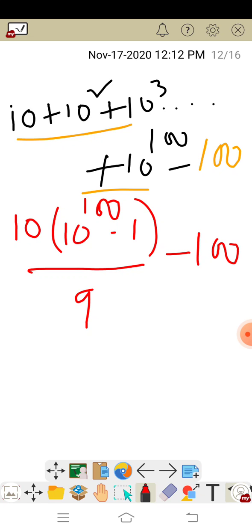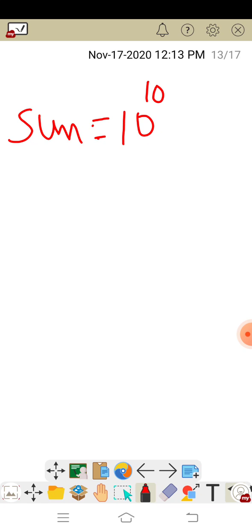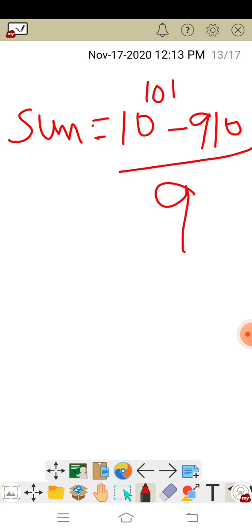If you take LCM and multiply, 10 into 10 power 100 will become 10 to the power of 101, minus 1 into 10 is minus 10. Then minus 900, divided by 9. Then what is your answer? The sum is equal to 10 to the power of 101 minus 10 minus 900, that is minus 910, divided by 9, right? Now let's see if you have an option like this or not.